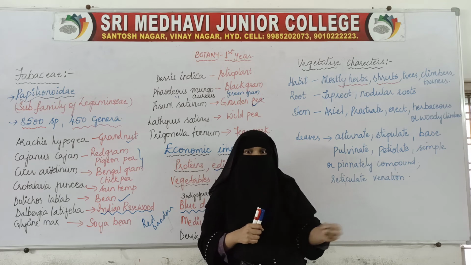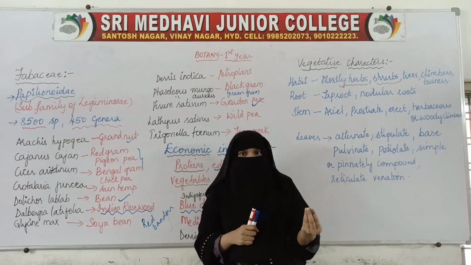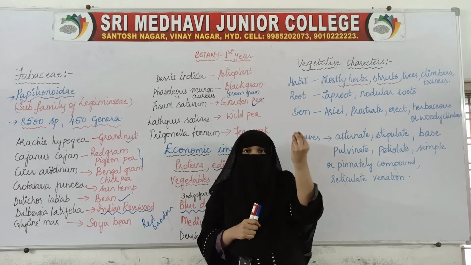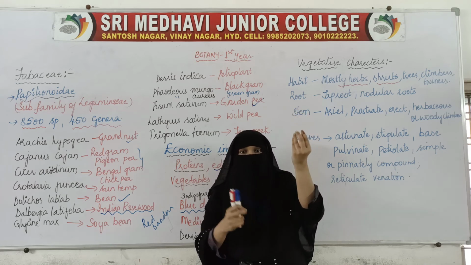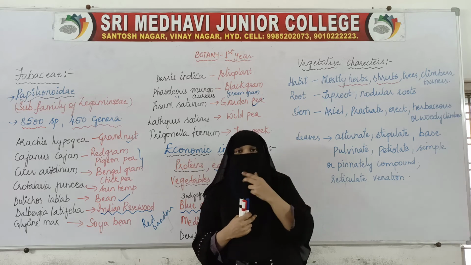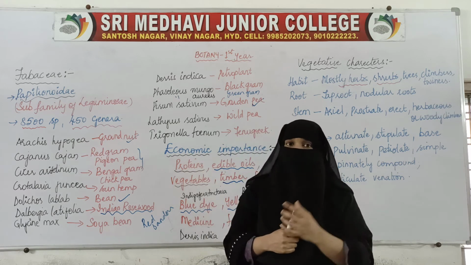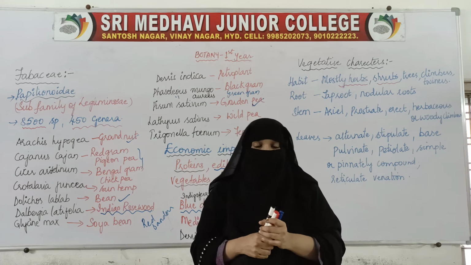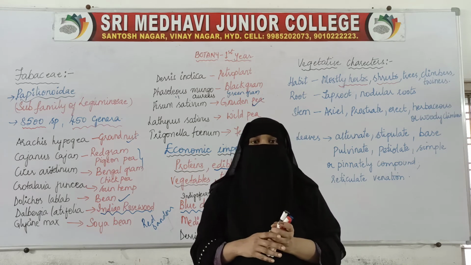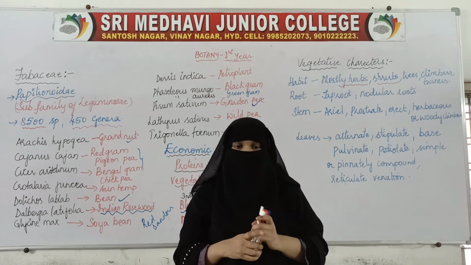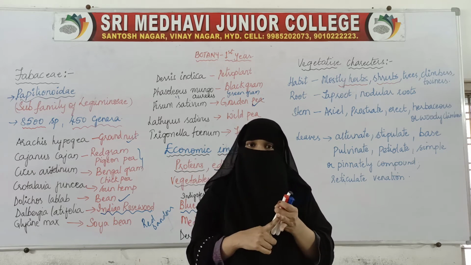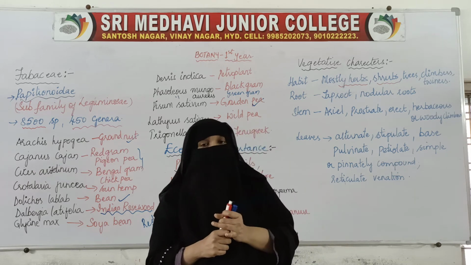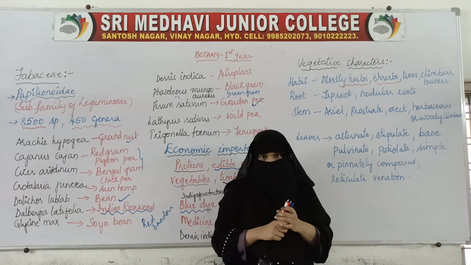Climbers have a very weak stem, so they cannot stand erect. They crawl on the ground or climb with the help of something. These are called twiners or climbers. So we find different varieties of plants in this family: shrubs, herbs, trees, climbers, and twiners. Many varieties are there.